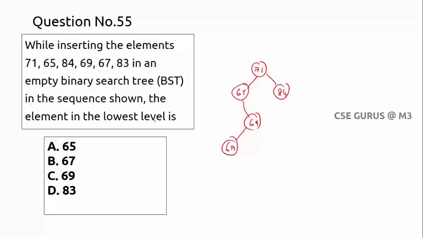Now 83 is greater than 71, come here. 83 is less than 84, so the element at the lowest level is 67. Option B is our correct answer. Here it is 83, it's not 84, right? We'll see some more questions in the next video lecture. Thank you.